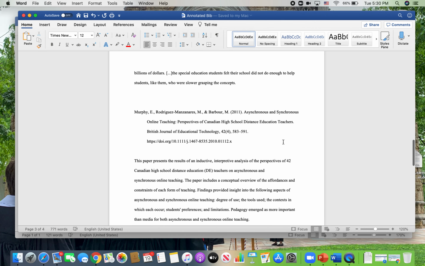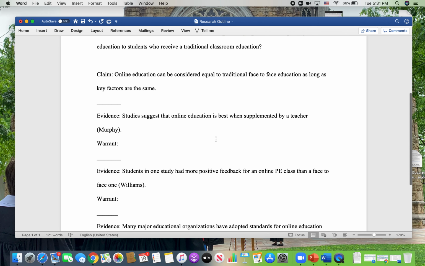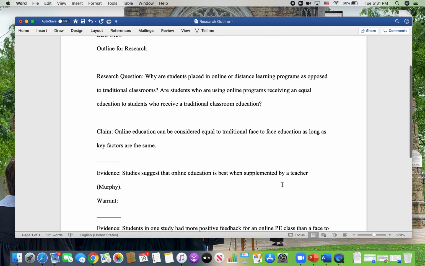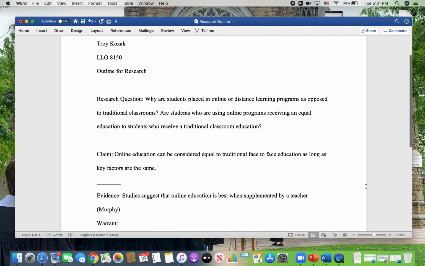So to my surprise, I was really going to come in here thinking that I was going to find more information on online education not being as strong. But my evidence all says otherwise. So my claim is going to follow my evidence, right? Online education can be considered equal to traditional face-to-face education as long as key factors are the same. So, of course, when I talk about that, that means that the teaching part has to be in it. It also means that the standards part has to be in it. So that's where my warrants are going to come in originally.